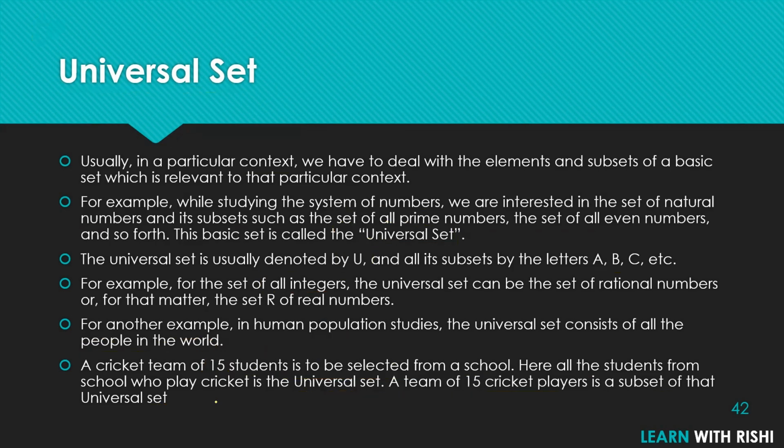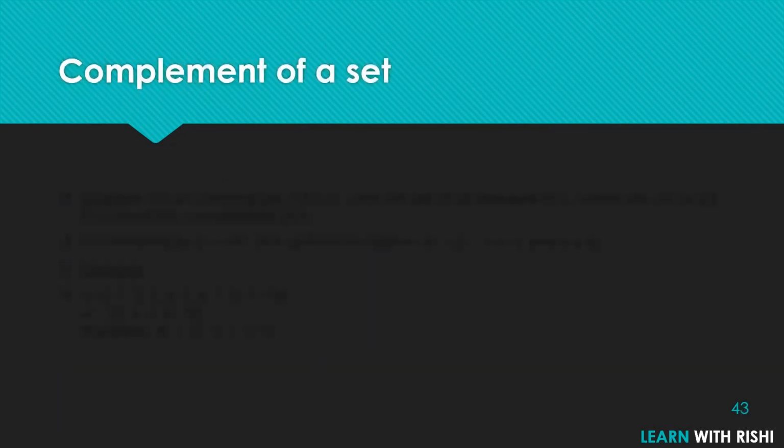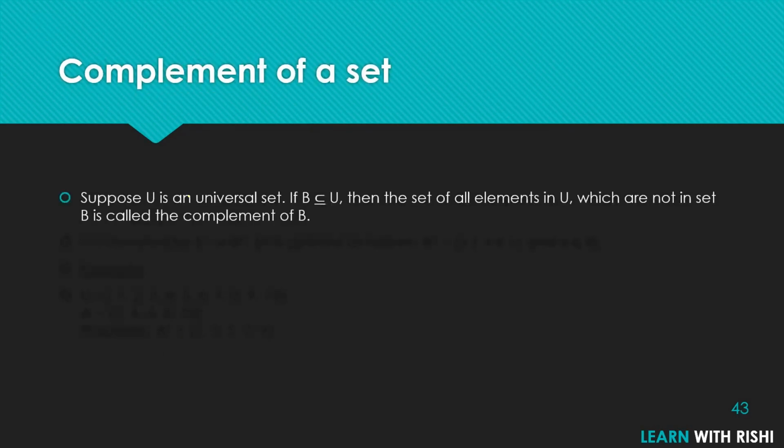Okay. So I hope you got what a universal set is. Let us now learn the third topic, that is the complement of a set. Suppose U is a universal set. If B is a subset of U, then the set of all elements in U which are not in set B is called the complement of B. Now, for example, this is my universal set. My universal set is {1, 2, 3, 4}. My set B is {1, 2}.